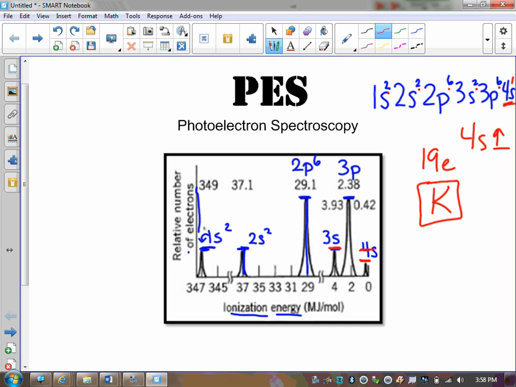They could ask you how much energy, ionization energy, did it take to remove the 2p electrons. So you would find the 2p that you had and you would look at the energy. Actually, they haven't written it up here, or you can just look on your graph down here and see how much energy was necessary for that.